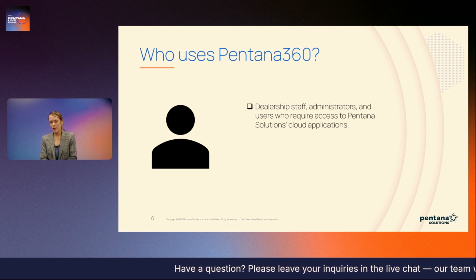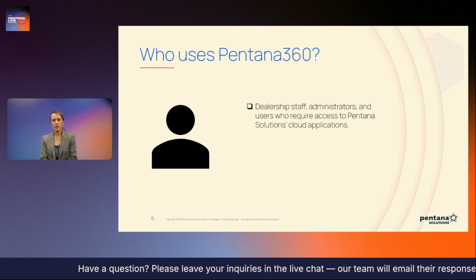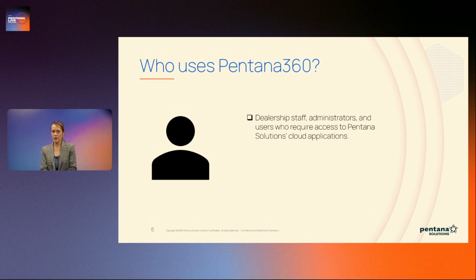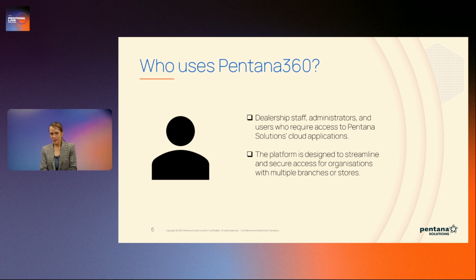Organizations with multiple branches or stores, for example, dealer groups that operate across several locations. For these multi-branch organizations, Pentana 360 simplifies and secures access across all stores. Users are set up once, centrally. Their access can be aligned to specific branches or companies. When staff move between locations or roles, their access can be updated centrally rather than in multiple systems.